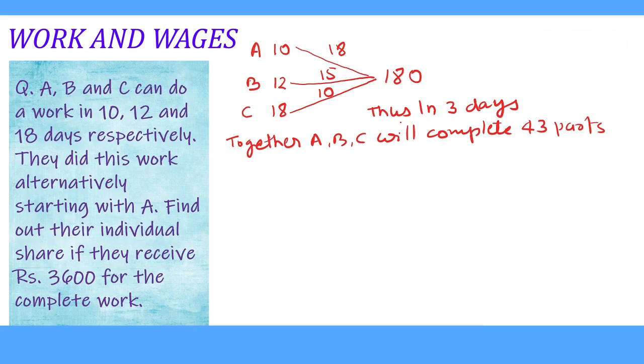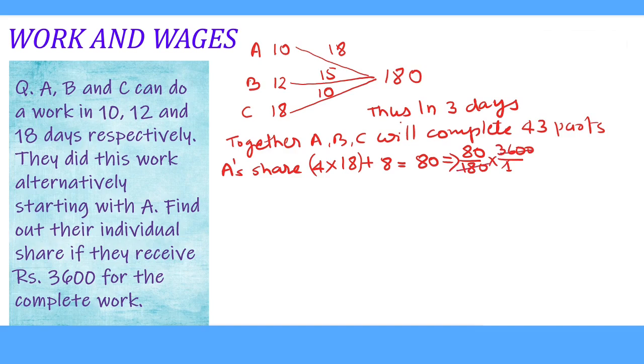So we'll find their shares like this. A is working for 4 days and he completes 18 parts every day, plus 8 parts on the 5th day. So his total work will be 80 parts, and he will be getting the amount for the 80 parts which he completed. So 80 divided by 180, which is the total work, multiplied by 3600. 180 divides 3600 20 times, and 20 multiplied by 80 is rupees 1600. So A will be getting rupees 1600.